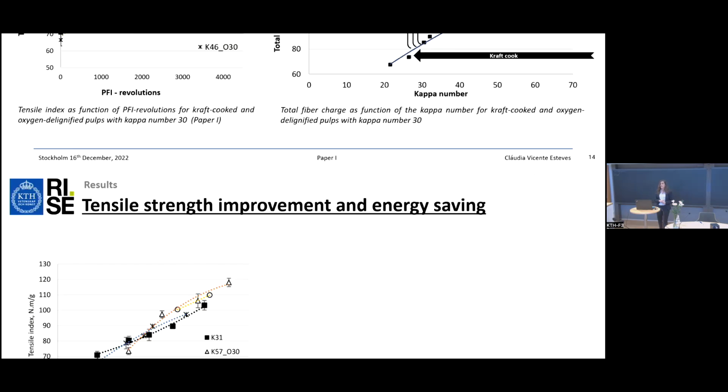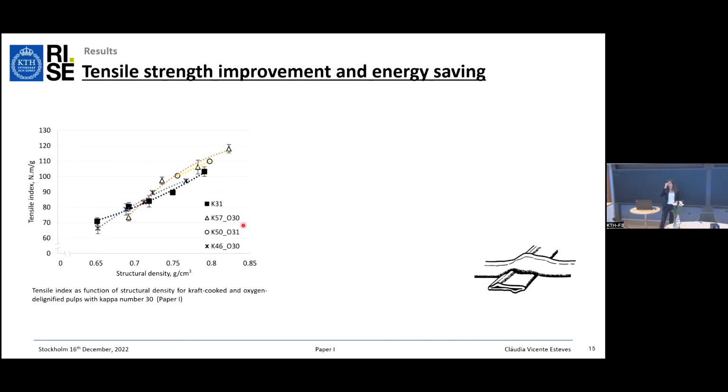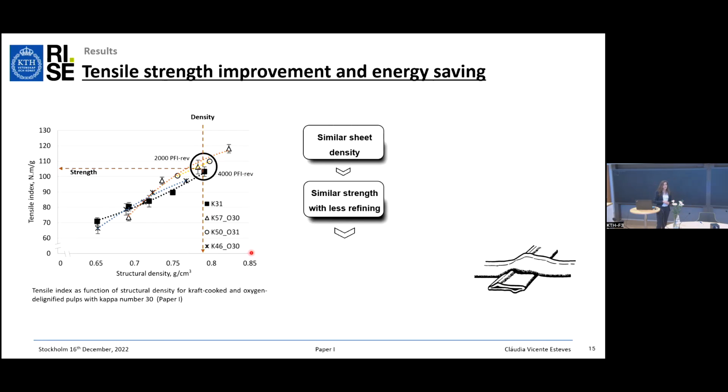And also one slide that I think is very interesting, especially for industry, is that we show the same results along the tensile index with the structural density. Because in order to evaluate the product, we should evaluate at the same density. So if we have a specific density, let's say similar sheet density for these pulps, we can see that we have slightly higher strength, but with 50% less energy. The extended oxygen lignification pulp only needs 2000 PFI revolutions, while the kraft cooked pulp needs 4000 PFI revolutions. So we have energy saving for the same strength.